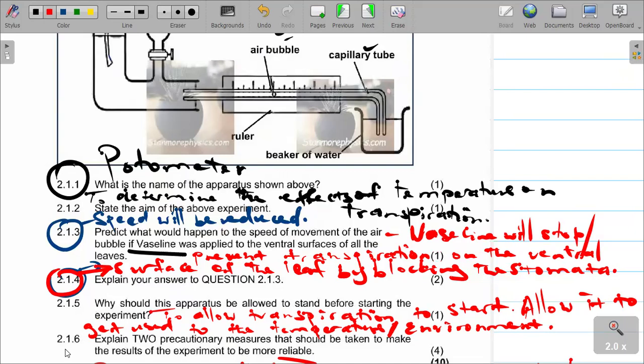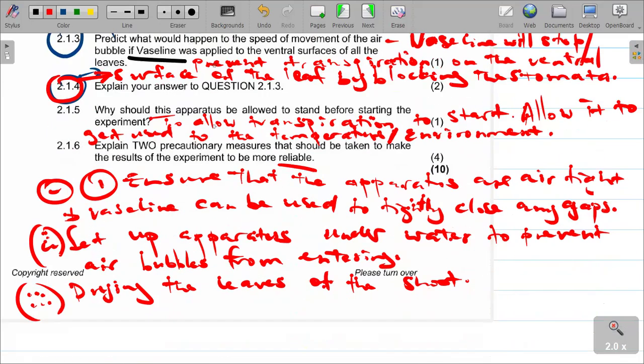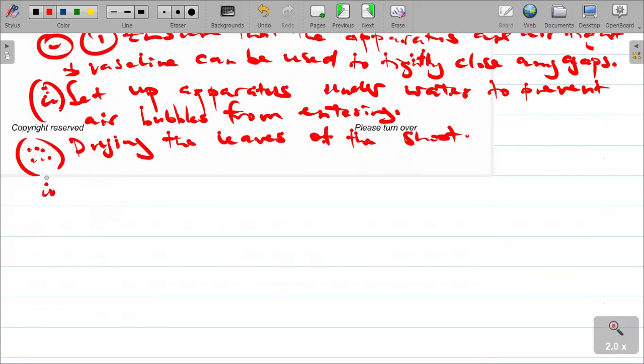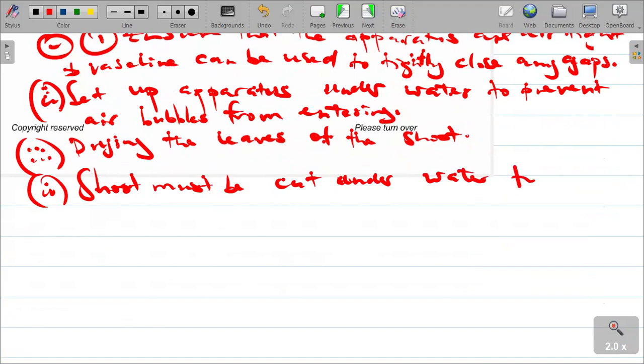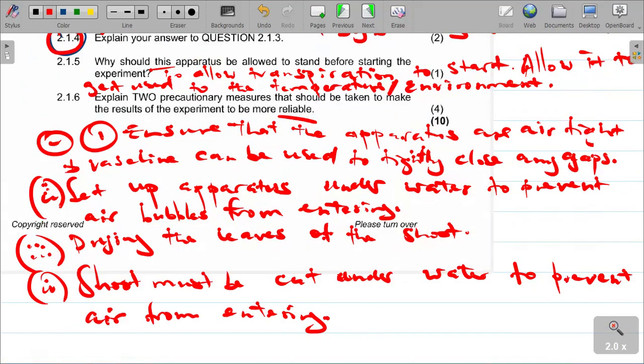And then we also need to cut the shoot from a plant underwater. The shoot must be cut underwater to prevent air from entering. Air must not enter, so the shoot must be cut underwater to ensure that there is no air entering.